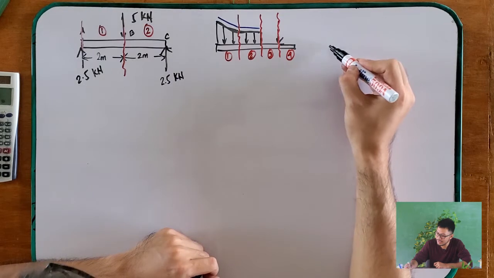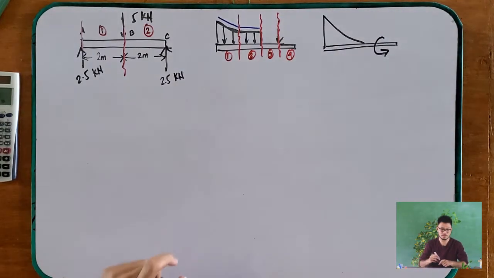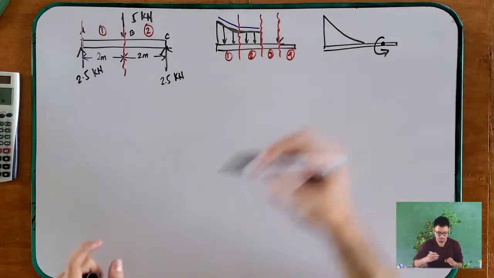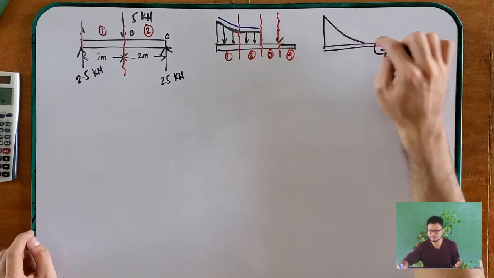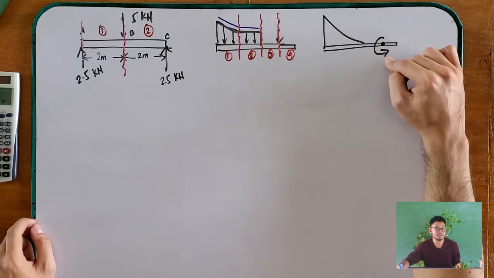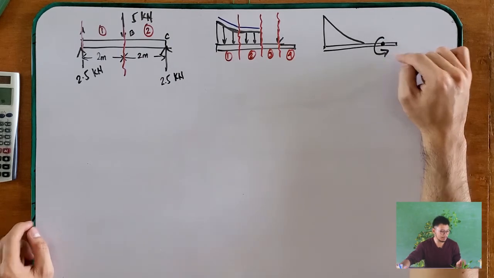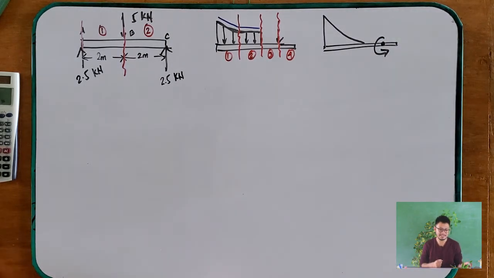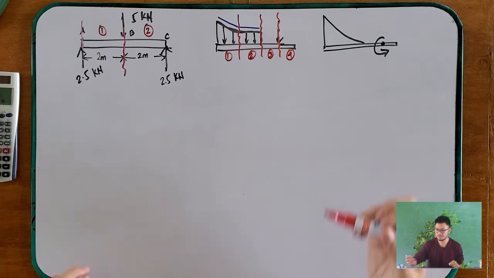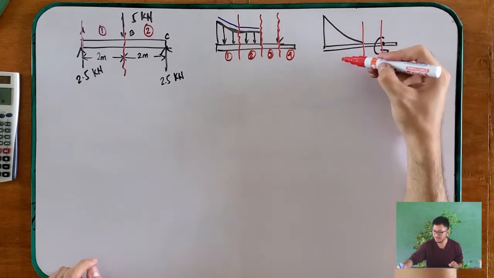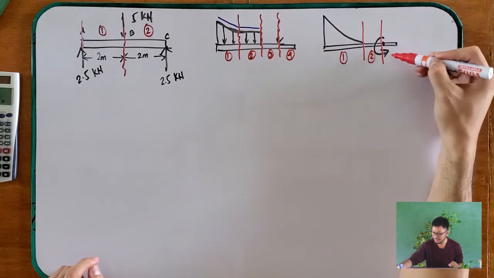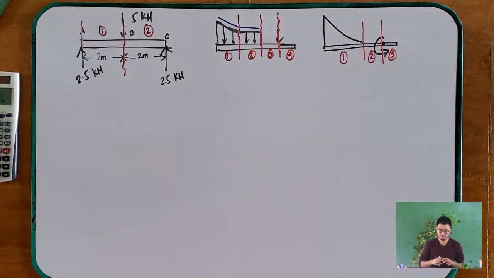Or on the other hand, how about this one? It is no longer a triangular loading, this is a parabola. And this one is a concentrated moment. So how many segments do you have here? Your segments are this and then that. So you have 1, 2 and 3. So take note, that is how you segment.